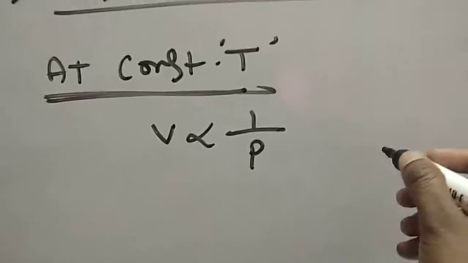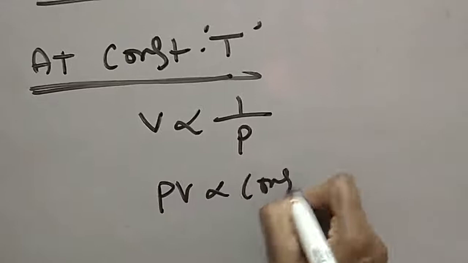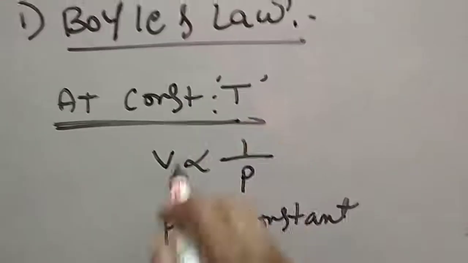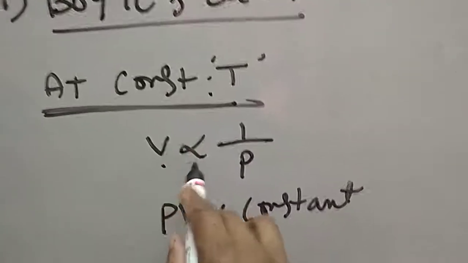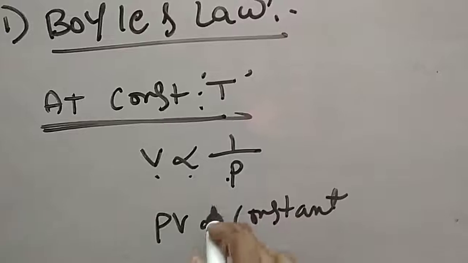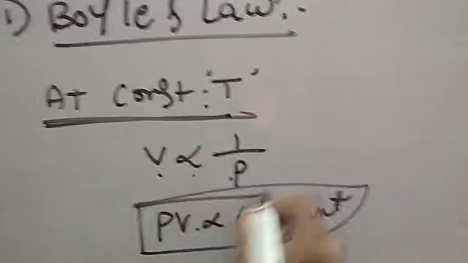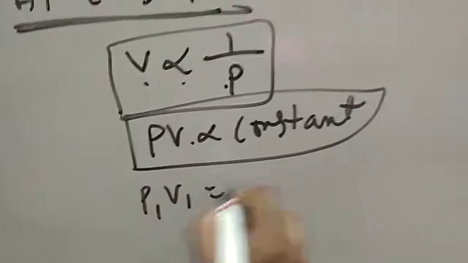So at constant temperature V is proportional to 1 by P, then PV is proportional to a constant. The statement for Boyle's law: at constant temperature, the volume of the gas is inversely proportional to its pressure, then V is proportional to 1 by P, that is PV equals constant. If you take this PV equals constant for two different conditions, then we will get P1 V1 equals P2 V2.